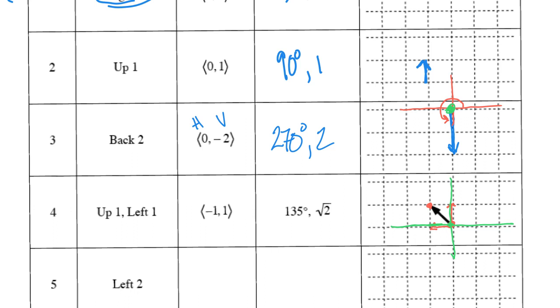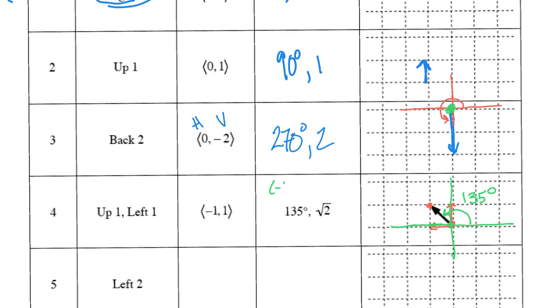And so what is this angle that we rotate through? Well, we're going at a perfect 45-degree angle in that second quadrant. So 90 plus 45 is 135 degrees. Okay, and then how do we know that it's the square root of 2? Well, if I'm going left 1 and up 1, we're thinking Pythagorean theorem.